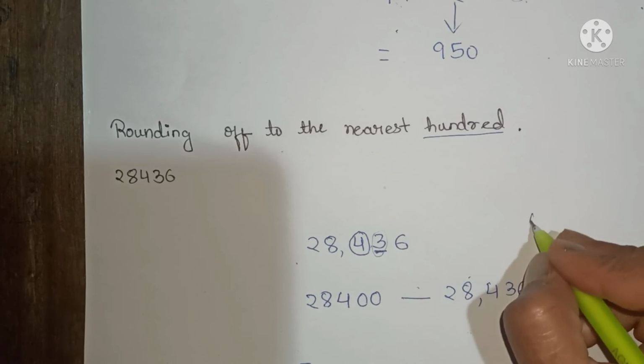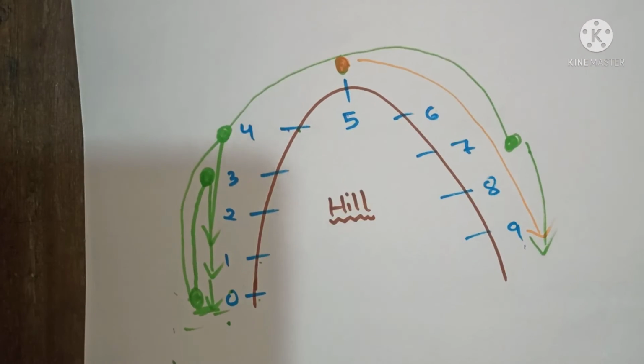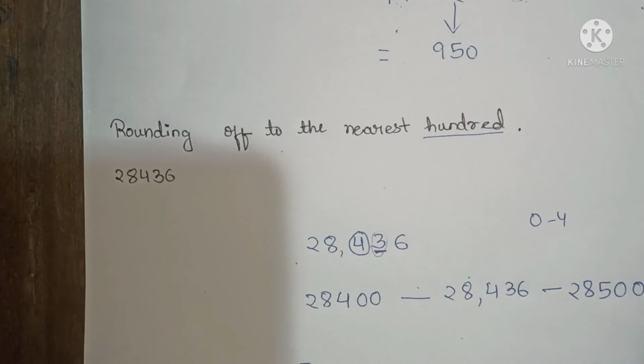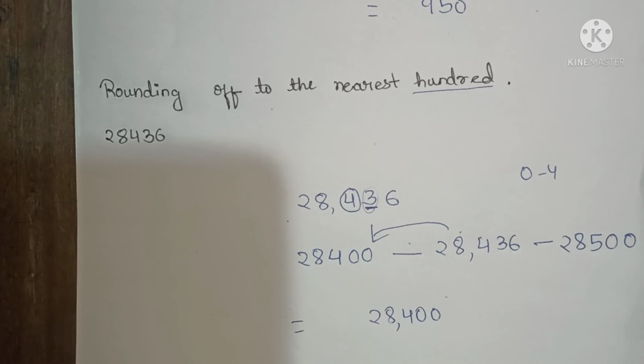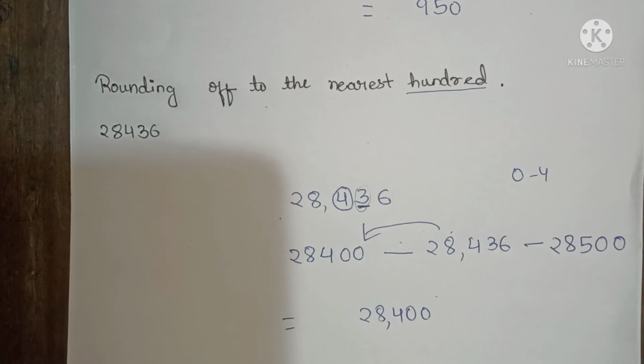3 lies between 0 to 4. If our bike stops from 0 to 4 anywhere, then we will fall back, right? So where will we fall here? कहाँ पे गिरेंगे हम? Back side. So our rounded off number will be 28,400. Okay? So this is how we can round off to the nearest 100.